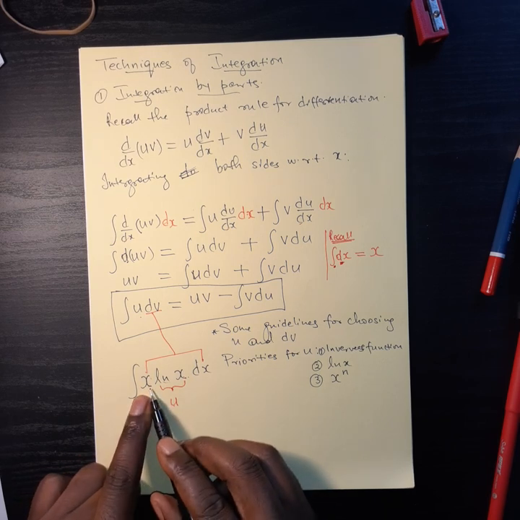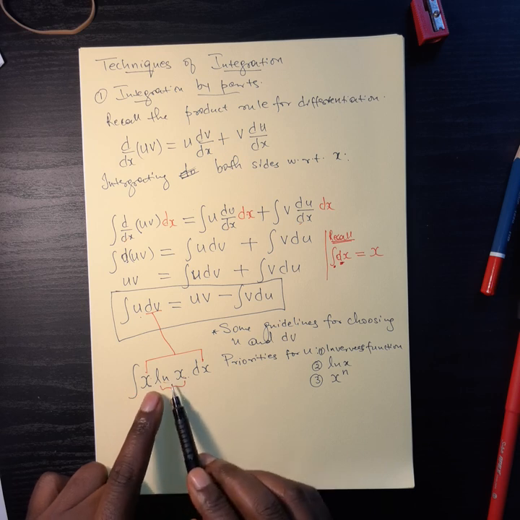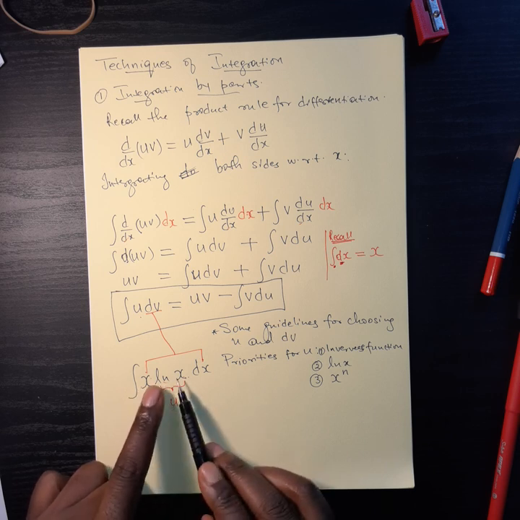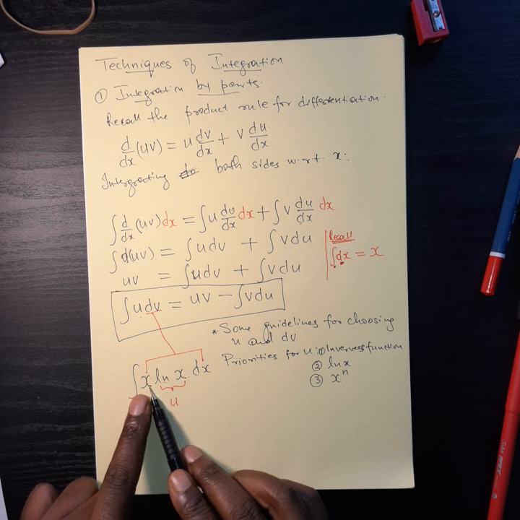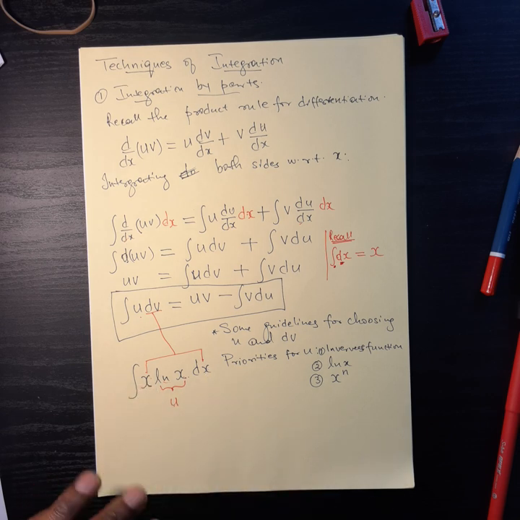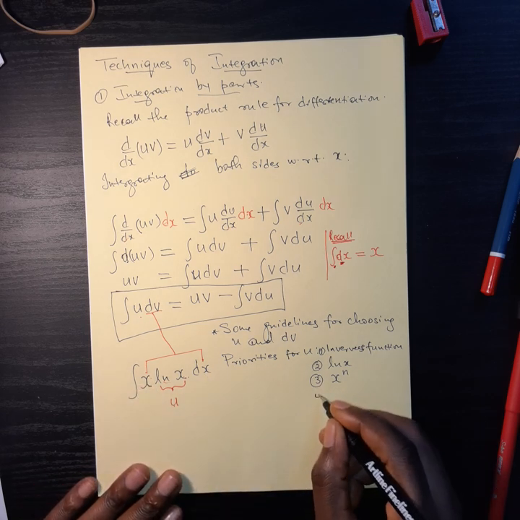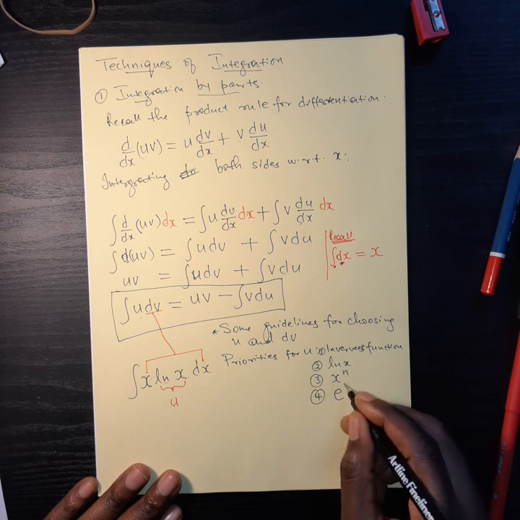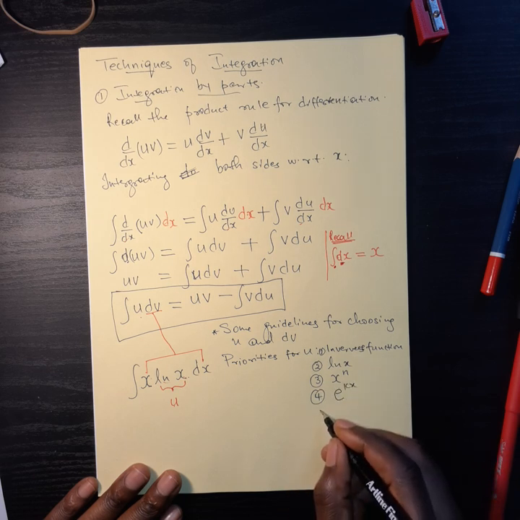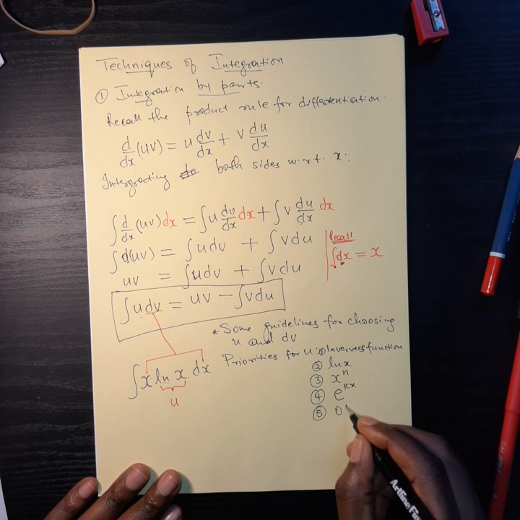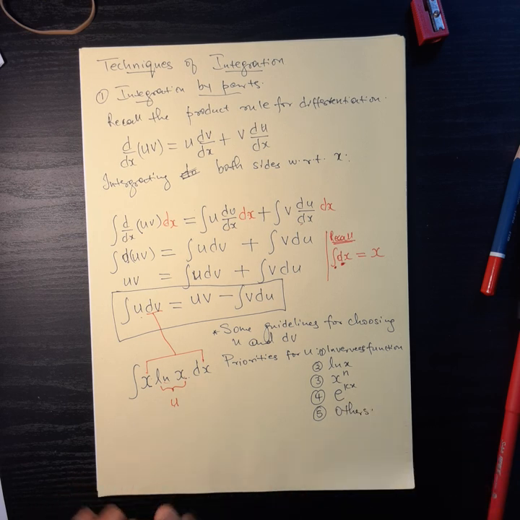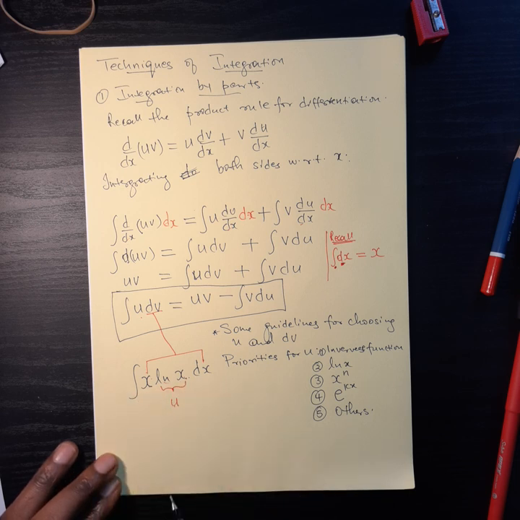So this does not come before ln x. That is why this is our dv. And then number 4, if you have e to the kx, and then number 5, others, like sine x and so on and so on. So in this case, our candidate for u will be ln x, and then our dv will be x dx.